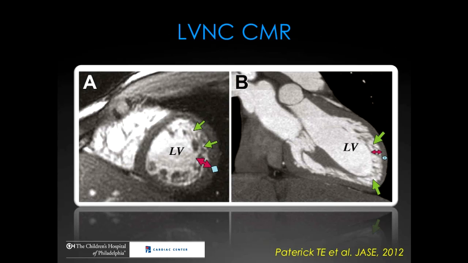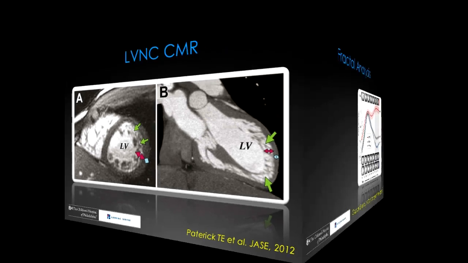This is an example of CMR of a patient with LV noncompaction. You can see the pink arrow is measuring the non-compacted layer, and the blue is measuring the compacted layer. And you can see the multiple trabeculations, which are shown with the green arrows.